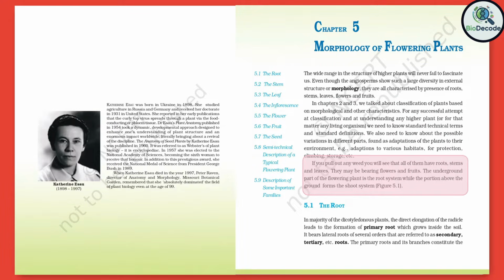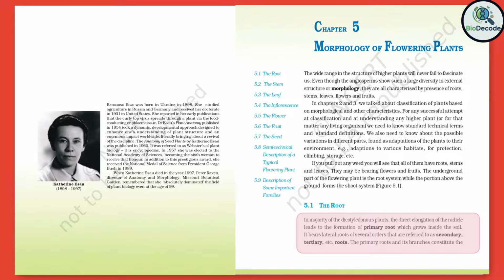If you pull out any weed, you will see that all of them have roots, stems, and leaves. They may be bearing flowers and fruits. The underground part of the flowering plant is the root system, while the portion above the ground forms the shoot system. Figure 5.1. The roots.